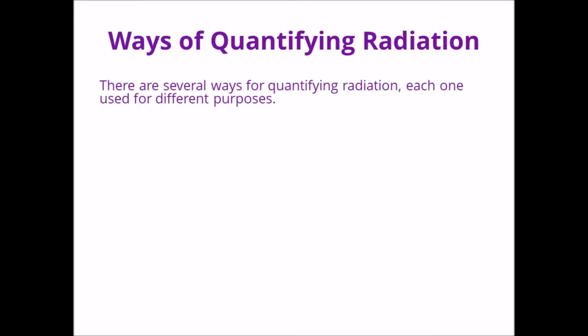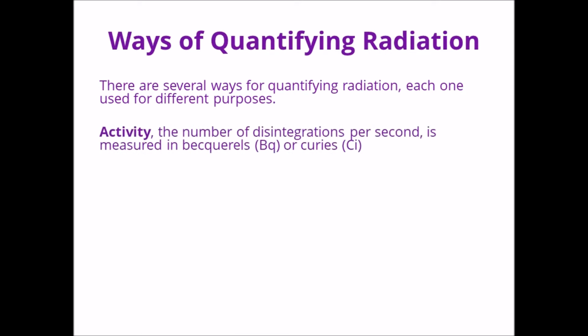There are several ways of quantifying radiation. The four key things we need to quantify are activity, exposure, absorbed dose, and the dose equivalent. Activity, as we met in the What is Radioactivity video, is the number of disintegrations per second, which we said was measured in becquerels. The slightly old-fashioned unit is the curie, equivalent to 3.7 times 10 to the 10 becquerels, originally invented to describe the activity of 1 gram of radium-226, named after Marie and Pierre Curie.